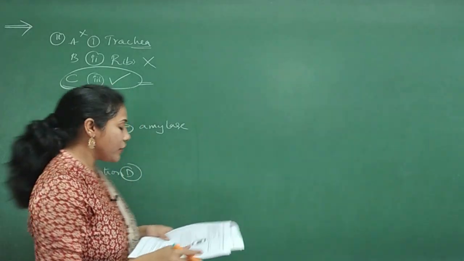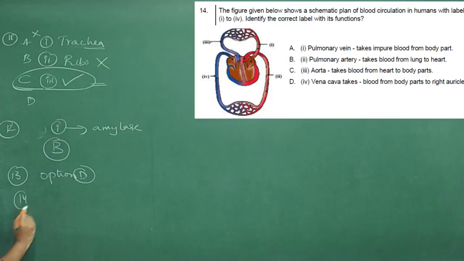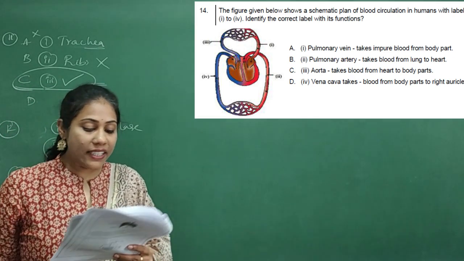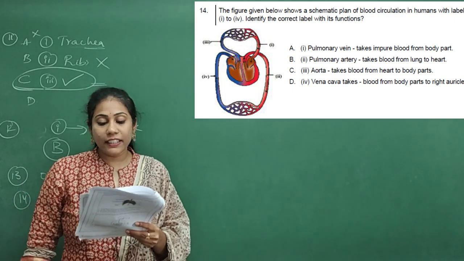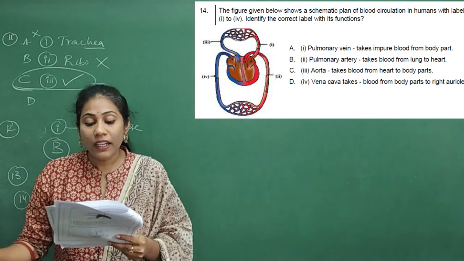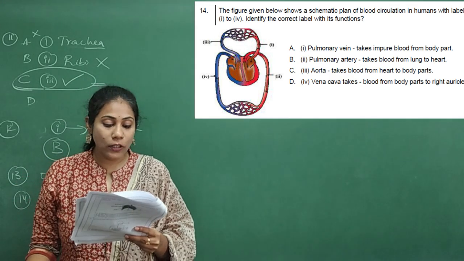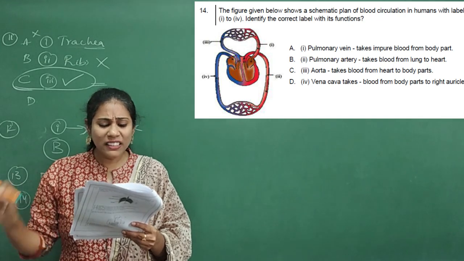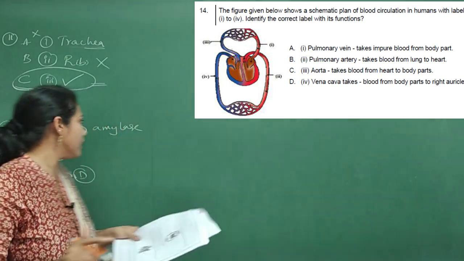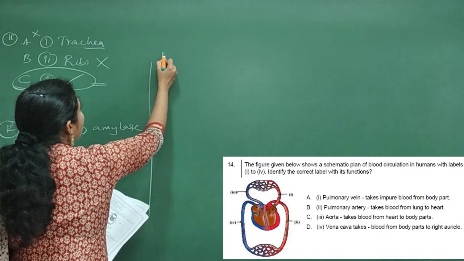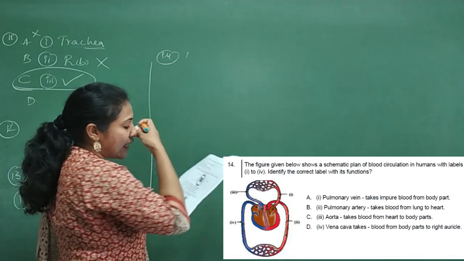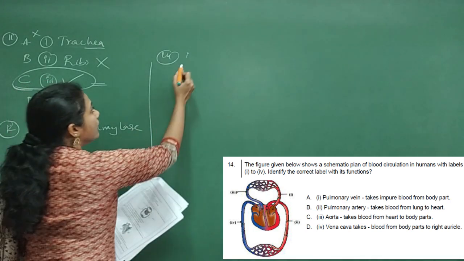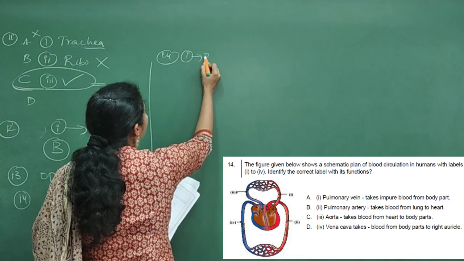Now let's go to the 14th question, guys. This figure is there in our NCERT textbook. Just see whether the labeling and function are correct or not. Identify the correct label with its function, they told. If you look at the picture, 1, 2, 3, 4. What is that 1? 1 is nothing but the pulmonary vein, right?